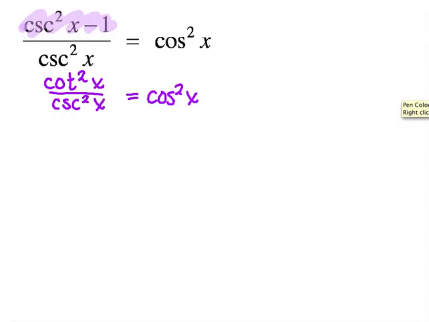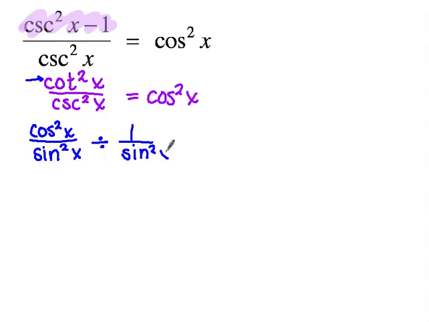Now in this next step, and this is the process you need to follow, you need to put equals cosine squared x on every line till we're done. So in this next step, I'm going to rewrite cotangent squared x in terms of sine and cosine. What does cotangent equal? Cosine squared. Yep, cosine squared over sine squared. I am also going to rewrite the fraction bar as a division sign. And then cosecant squared I know is 1 over sine squared x.